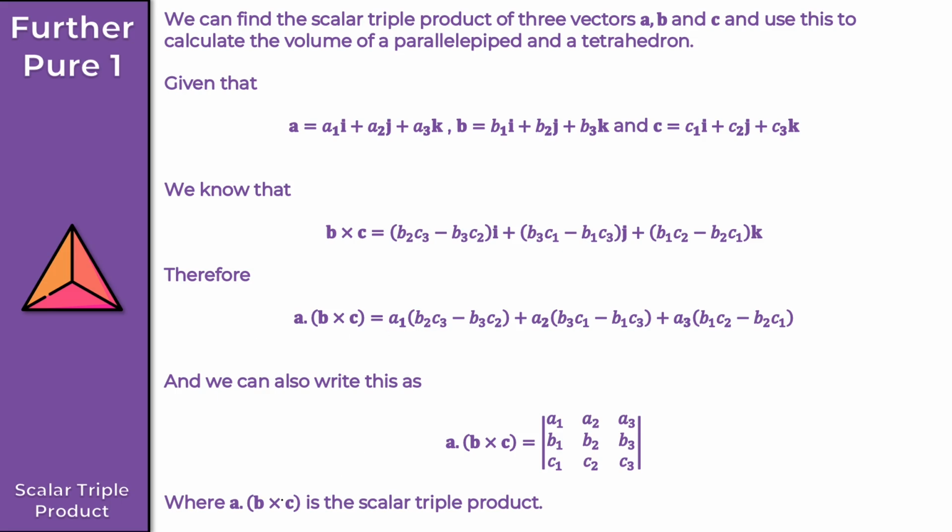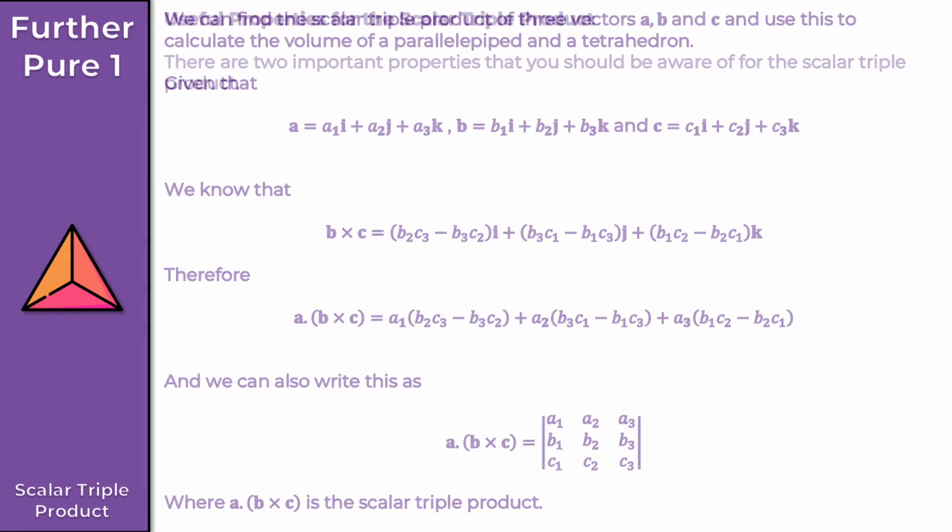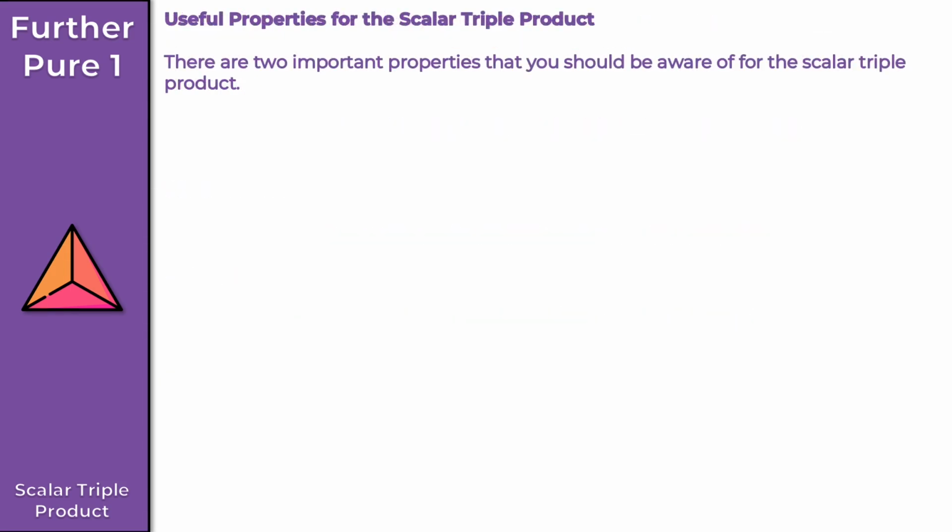So as we've already mentioned, a dotted with this cross product is what is known as the scalar triple product. And again, it is quite useful to find the volume of a parallelepiped and a tetrahedron. Before we look at some practice questions, there are a couple of useful properties for the scalar triple product. As we just mentioned, there are two important properties that you should be aware of.